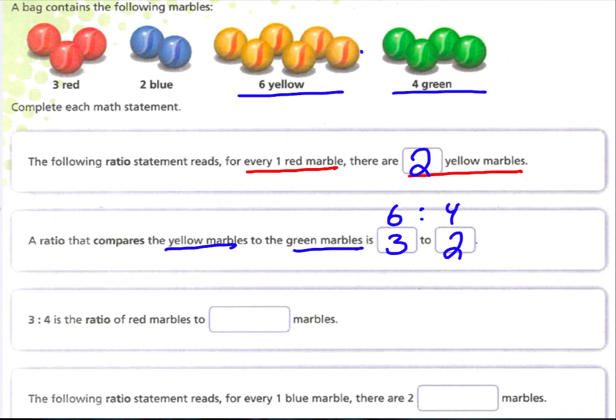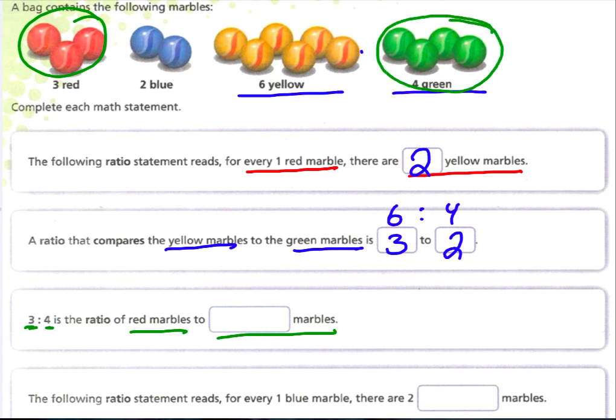All right, next one says 3 to 4 is the ratio of red marbles to what kind of marbles? Well, 3 red, so I need 4 of something else. That would be green, because there are 4 green to 3 red.